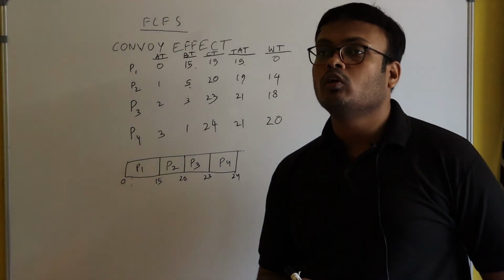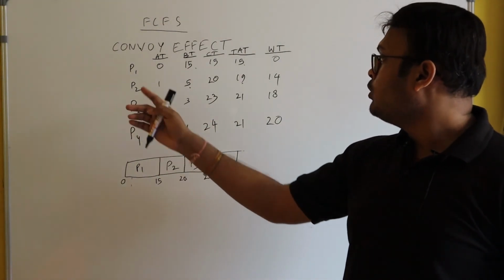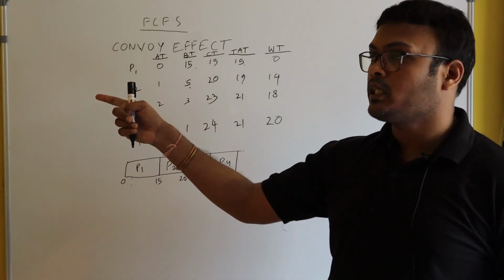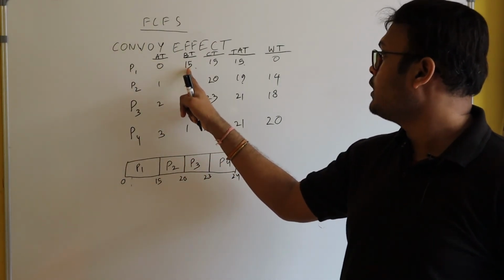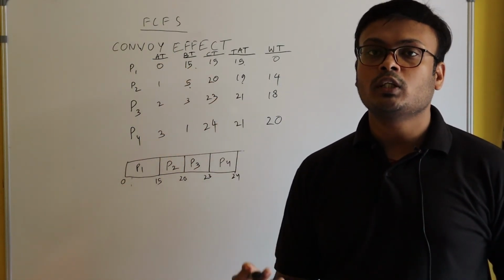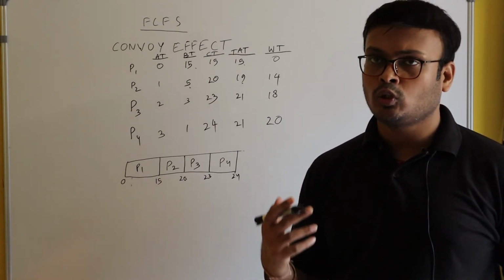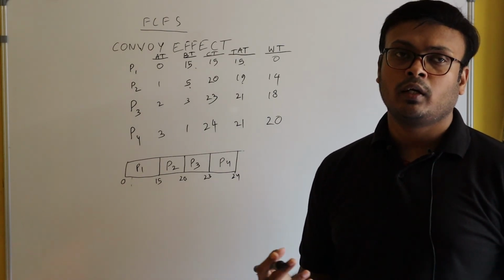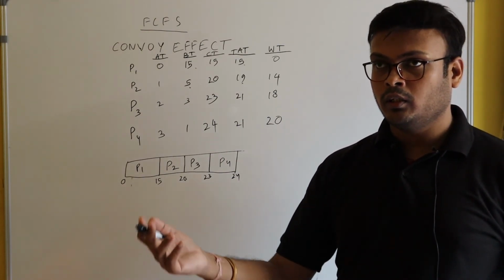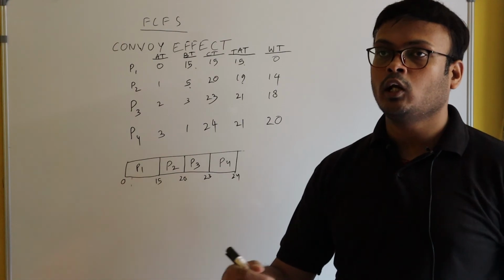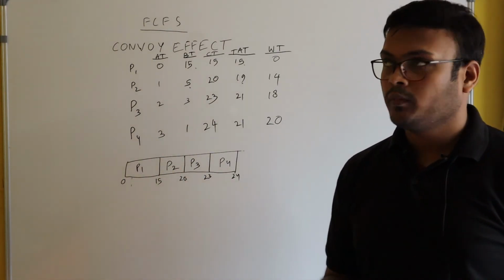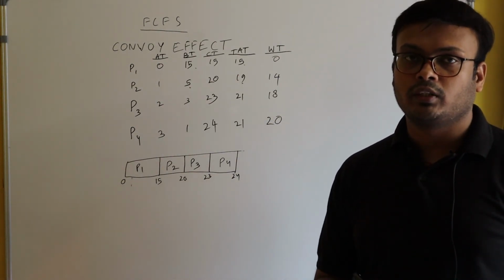So this is called convoy effect. Here, due to the earliest arrival of the process which has the longest burst time, other processes which have shorter burst time may have to wait for a longer time. That's what is happening in convoy. You are not allowed to cross the road until that car passes by. Okay, so this is called convoy effect.